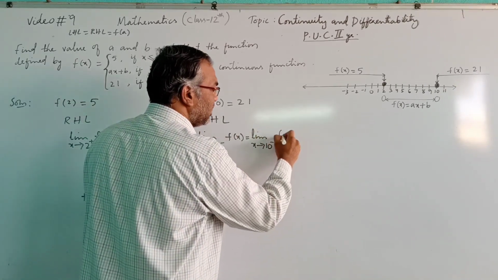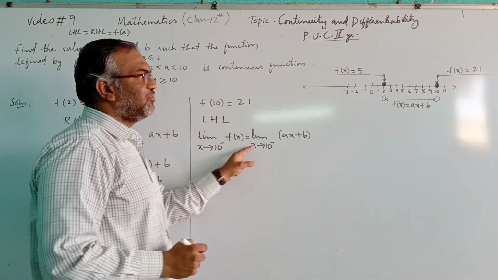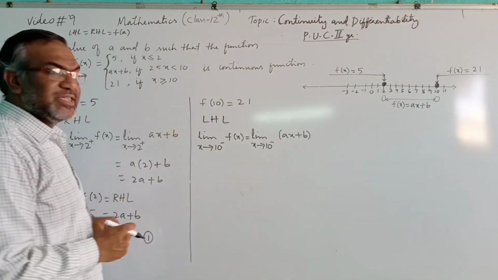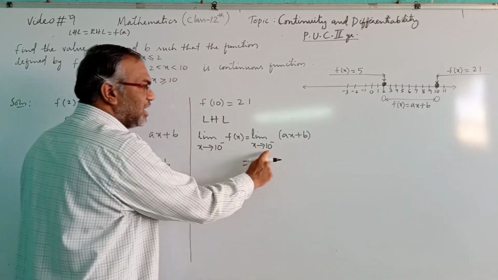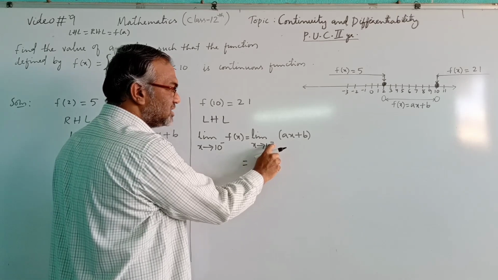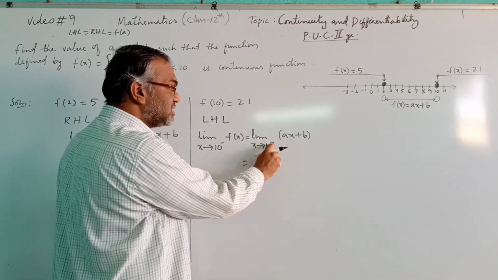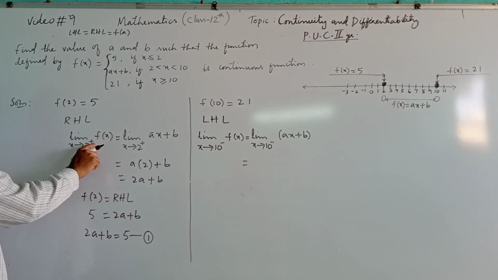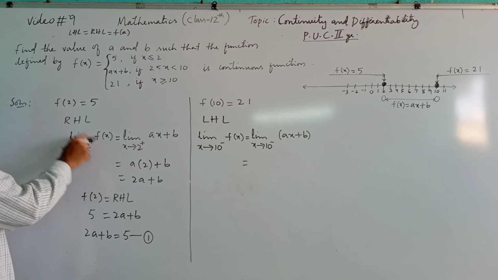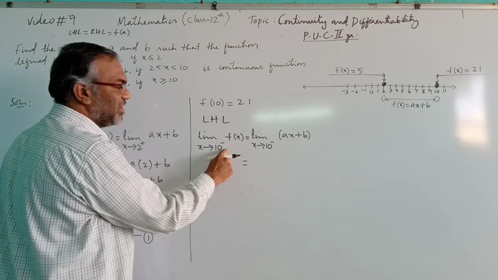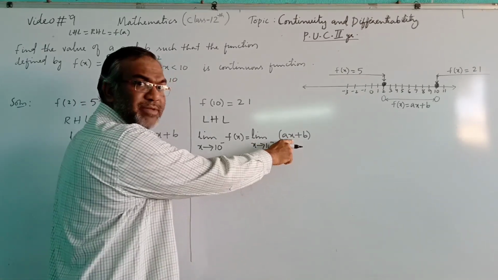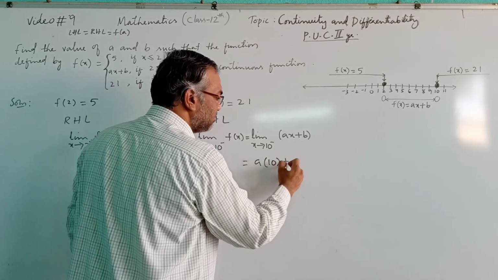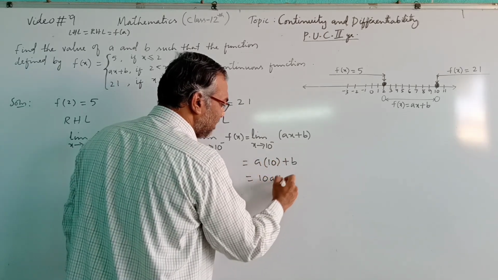What is the function? Again it is ax plus b on the left of 10. So that becomes equal to, again replace x by 10. This minus is not minus 10. This minus indicates x approaches 10 from left. Plus sign represents x approaches 2 from the right. Here this minus means left hand limit. If we substitute 10 in place of x, it's not going to give us 0 by 0, so we can substitute. It becomes a into 10 plus b, that is 10a plus b.